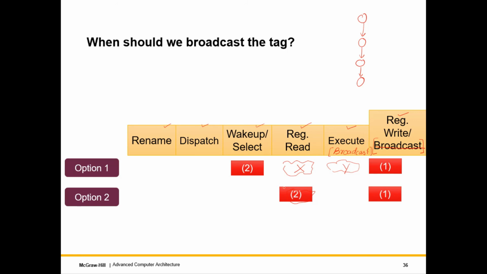What is possibly acceptable to us? So it's just showing the way that instructions move. But what is possibly acceptable to us is option 3.